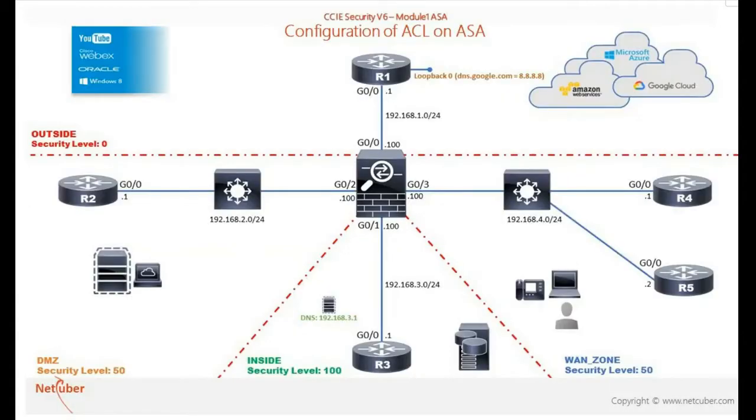In this session, we are going to discuss access control lists on ASA. Here is our topology. We have 5 routers, 1 ASA, and 4 security zones: inside, outside, DMZ, and WAN zone.